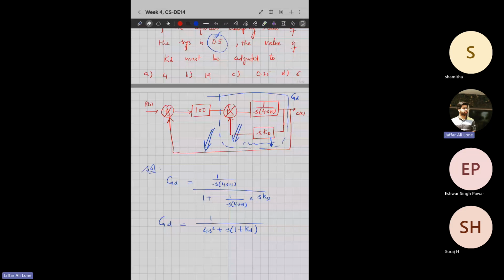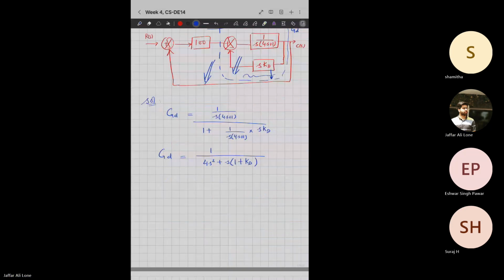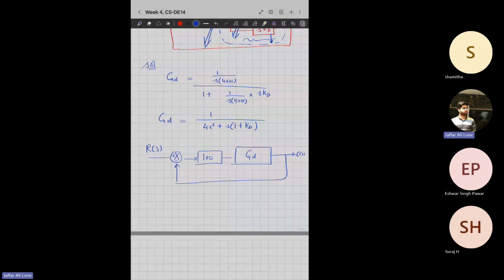Perfect. You got GD. Now see, I will make the net circuit. What is left in the circuit? This 100 is there. Then here only this GD is there, so I'll write GD. Then you have output C of S, and then you have this feedback, negative feedback. Now solve this circuit. Write the net transfer function G of S.